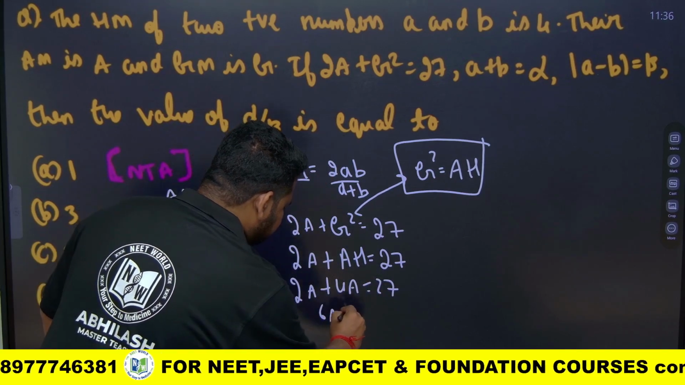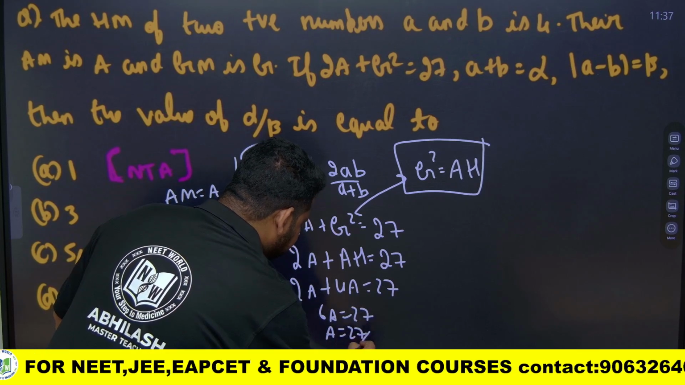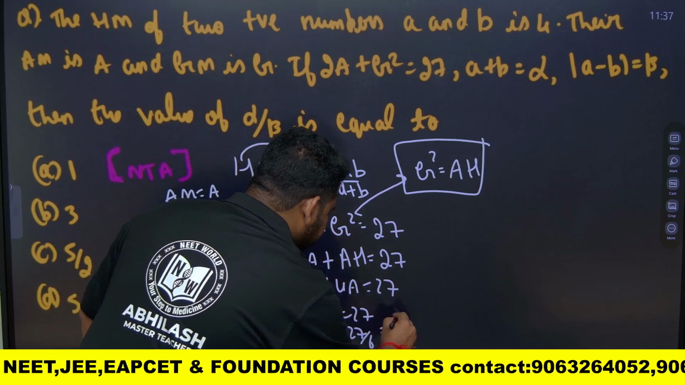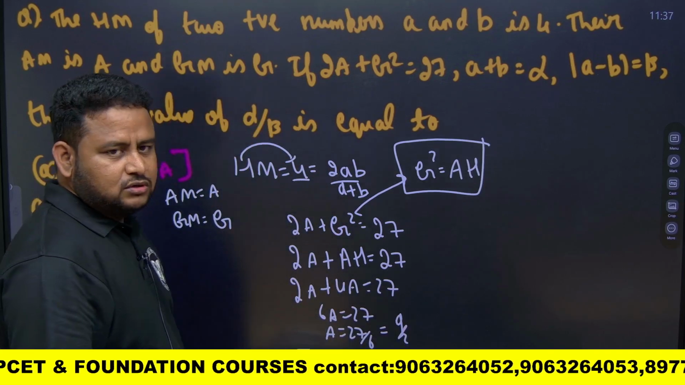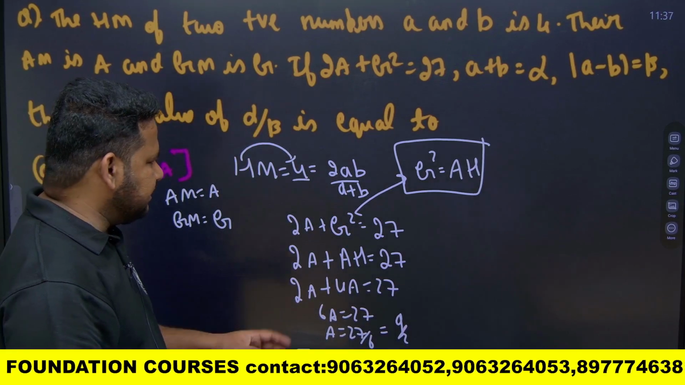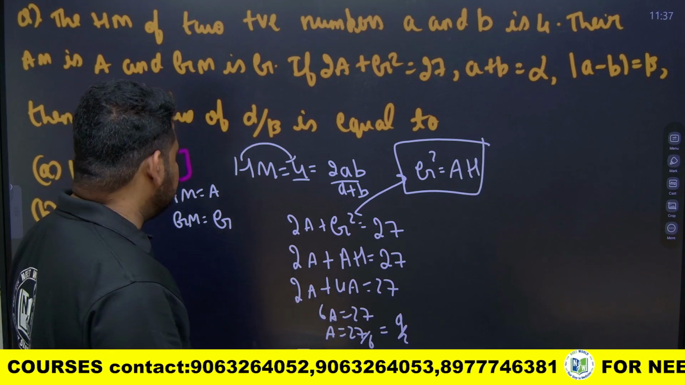So 6A will be equal to 27. So A is equal to 27 by 6, that is 9 by 2. We got A is equal to 9 by 2, friends.